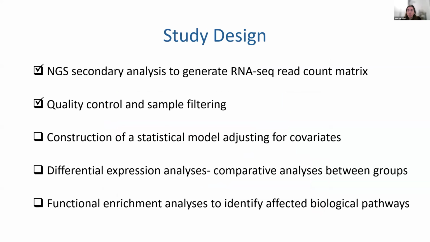To summarize where we are in our study design, we have successfully completed the first two critical stages. We performed the next generation sequencing analysis to transform raw sequences into a clean RNA-seq read count matrix. Following that, we completed the quality control and sample filtering steps that we just reviewed. Our next phase involves constructing a statistical model that carefully adjusts for relevant covariates, performing differential expression analysis to identify significant differences between genetic and clinical groups, and finally, applying functional enrichment analysis to identify the key biological pathways involved.